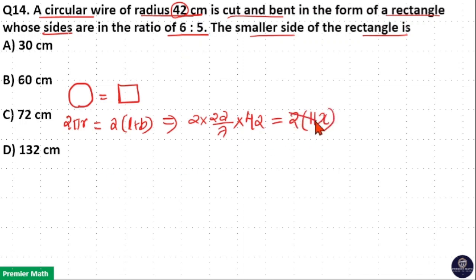Now 2 into 11x, cancel. 7 goes 6 times in 42. 2 into 6 is 12. So x is equal to 12, which means the smaller side of the rectangle is 5 parts, which is equal to 5 into 12, 60. So option B is your answer.